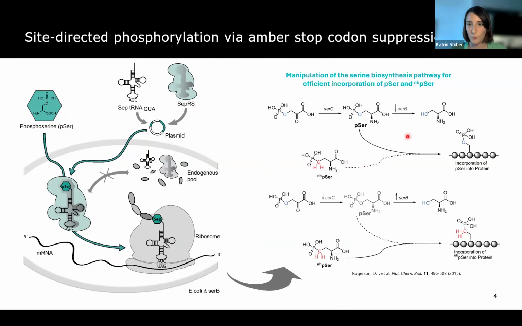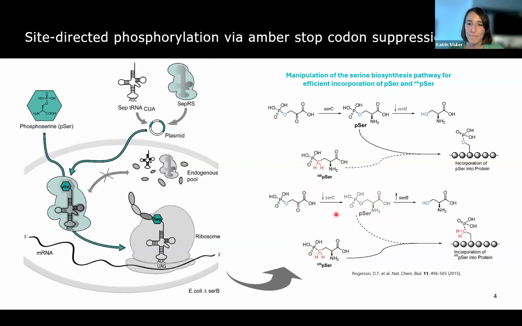And this is why this incorporation system usually comes with a special expression strain in which this phosphatase here is knocked out to have high levels of endogenous phosphoserine to have a better incorporation. Furthermore, we of course were interested in incorporating the non-hydrolyzable version of phosphoserine, which you can see here, where the phosphate group is exchanged by a phosphonate group, and this is resistant to phosphatase cleavage, which is really important when working in cell extracts. And for the incorporation of this amino acid, we would like to actually have the complete opposite. So we would like to have low levels of endogenous phosphoserine, which is achieved by the overexpression of this phosphatase and using an expression strain where this aminotransferase is knocked out.